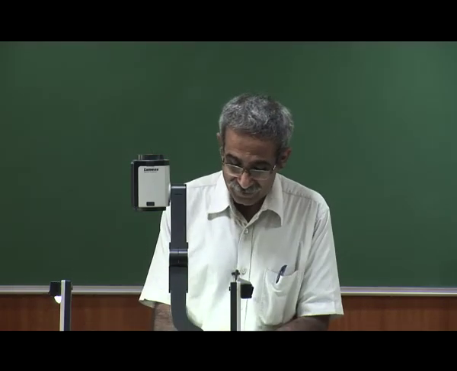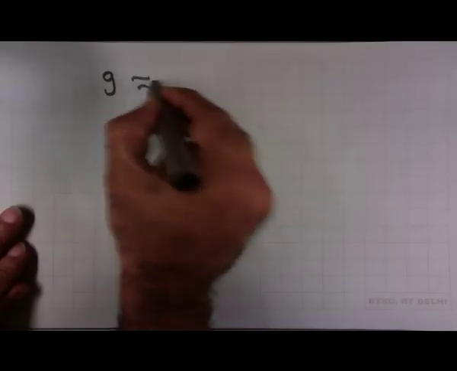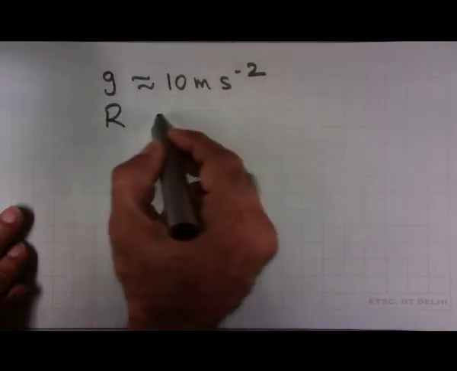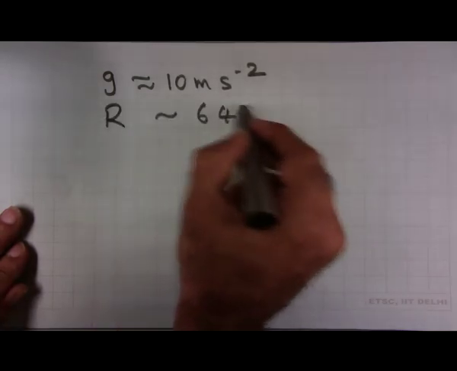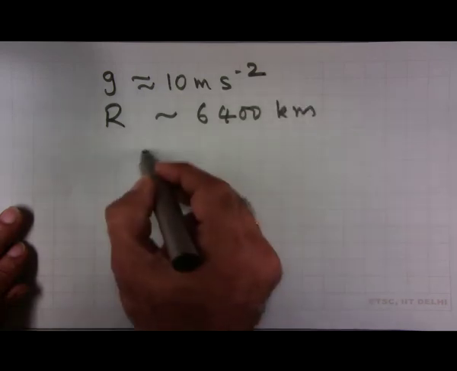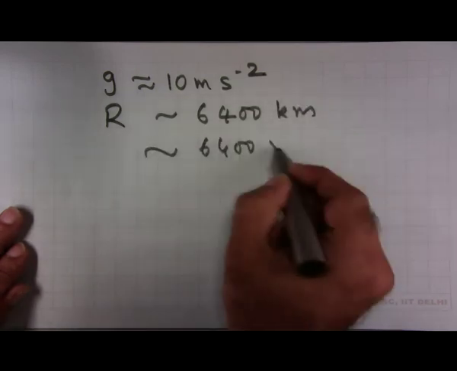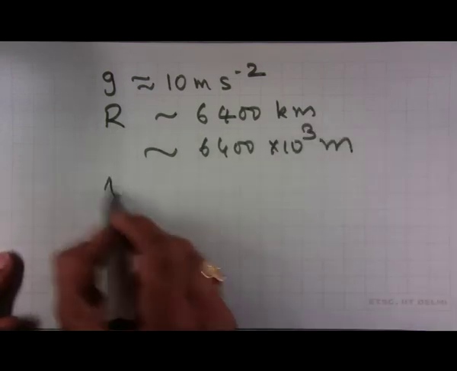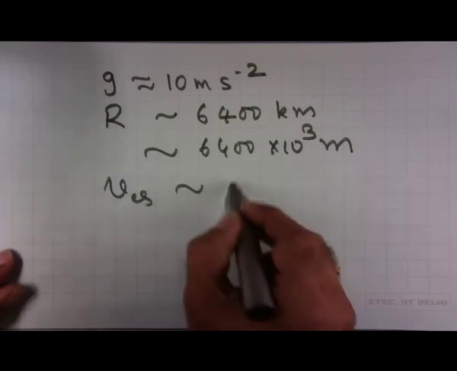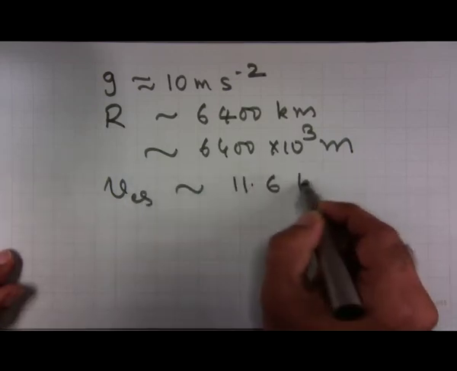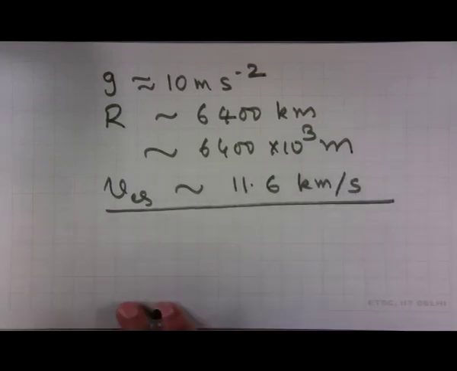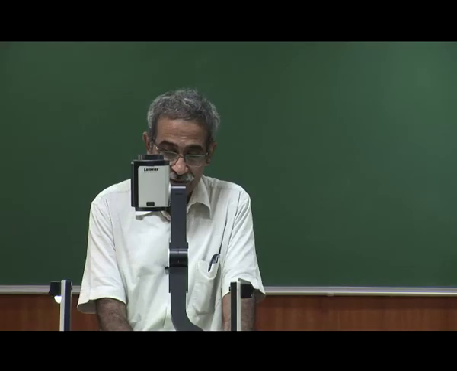So there are some numbers. Let us say g is something like 10 meters per second squared, and the radius of the earth is 6400 kilometers, which is 6400 into 10 cubed meters. If you plug it in, your V escape turns out to be something like 11.6 kilometers per second. That is your escape velocity.